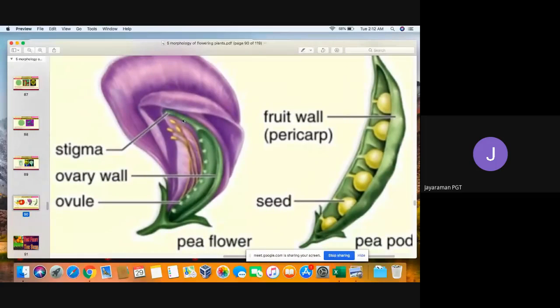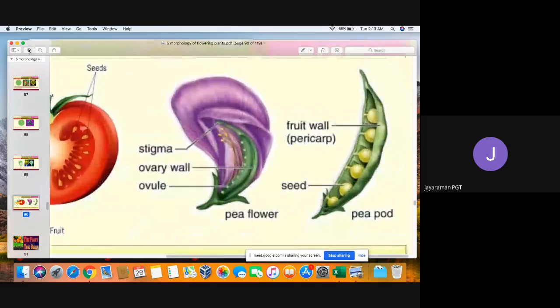And this you can see in the bean flower, in the middle, this is actually the developing fruit. The ovary will develop into fruit. After fertilization, pollination has to happen, then fertilization. After that, this ovary will correspondingly develop into fruit. Inside, the ovule will develop into seed. That's it.